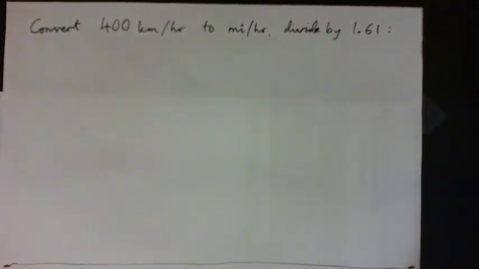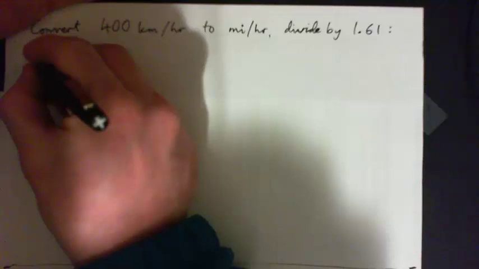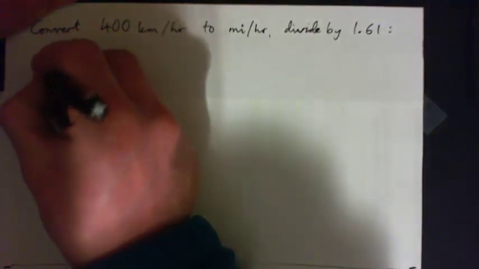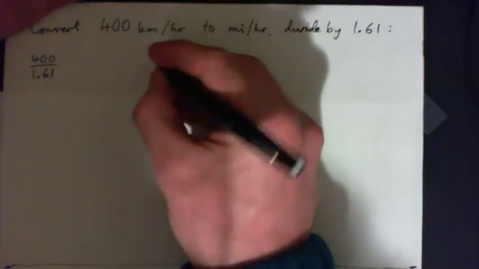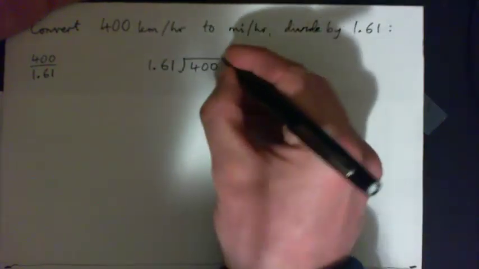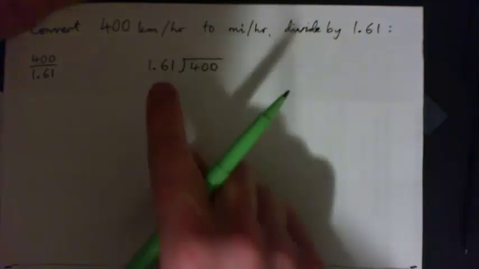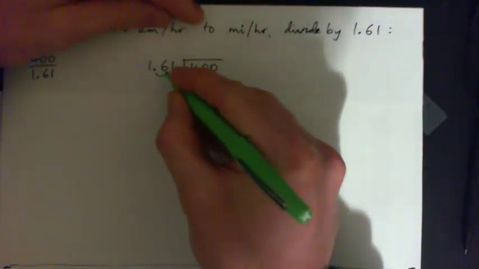So in this problem, we've got to convert 400 kilometers per hour to miles per hour. And the way to do that is we divide by 1.61. So that is 400 over 1.61, right? So that is 1.61 into 400. But we know that if the divisor is a decimal, you've got to turn that to a whole number. So move the decimal point over one, two spots.